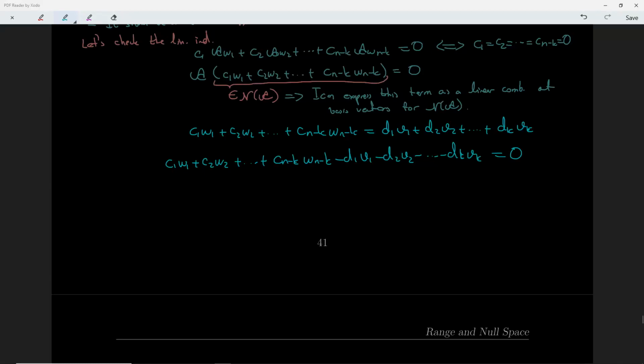So now that's a good expression, because now I do have a linear combination of these vectors. Let's have a look at those vectors. I have here v1 to vk, and I have here w1 to wn minus k. So I have the v1 to vk and w1 to wn minus k vectors, a linear combination of these vectors, and that is equal to 0.